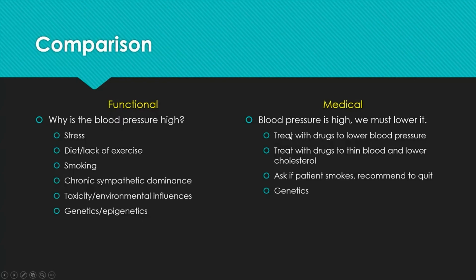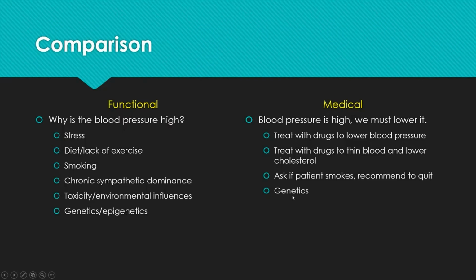So in this situation, the medical doctor says automatically we've got to lower it. What they're going to do is treat that with drugs to lower the blood pressure. They're probably going to put you on a blood thinner, and then they're going to look at your cholesterol, and if your cholesterol is high, even though that could be a compensation by the body for something else on purpose, they're going to give you a drug to lower your cholesterol. And they may ask if the patient smokes, as we would, and recommend to quit. I'll give them that, they do that. But then many times they use genetics as an excuse: well, you have a family history of heart disease.